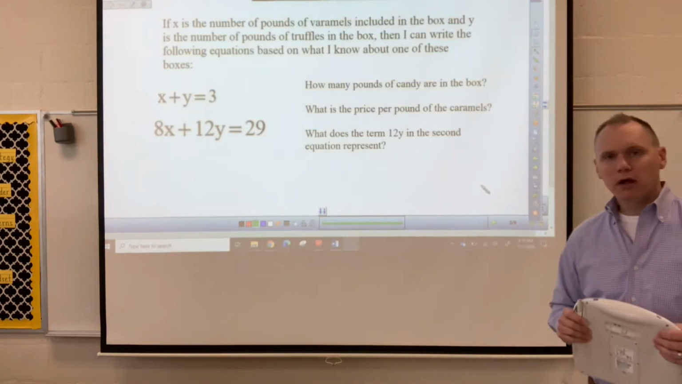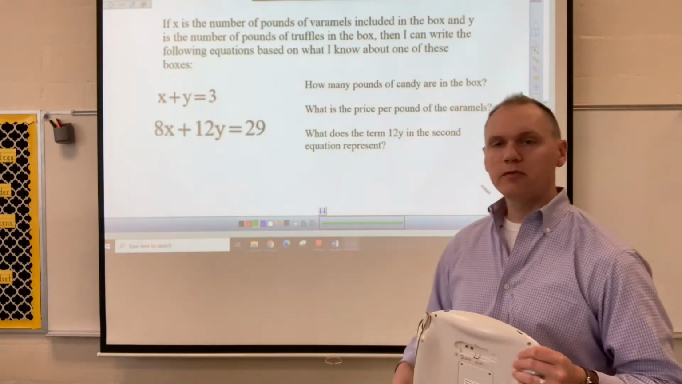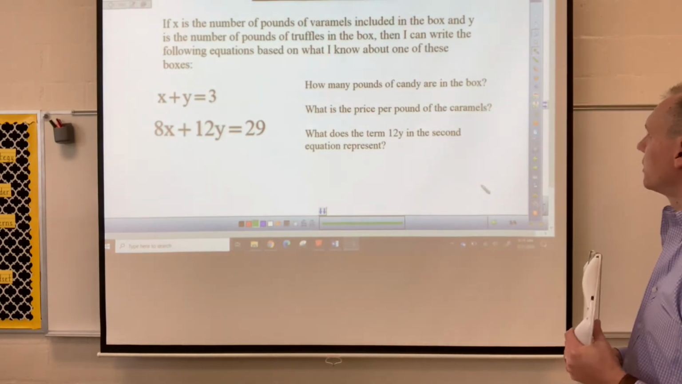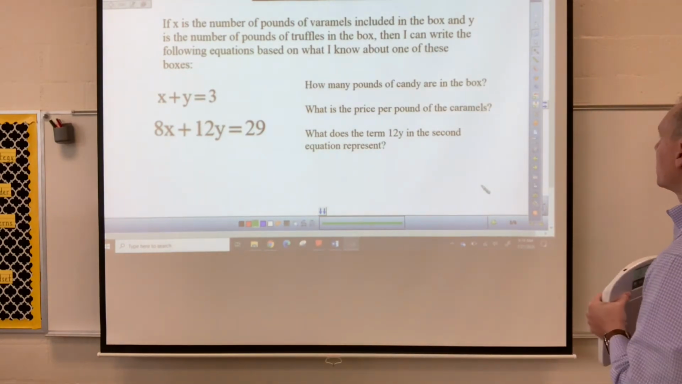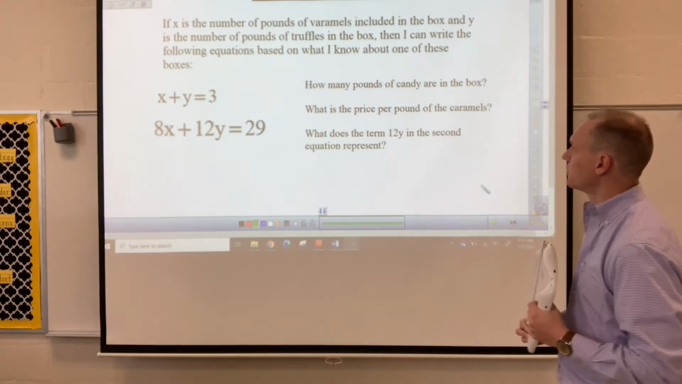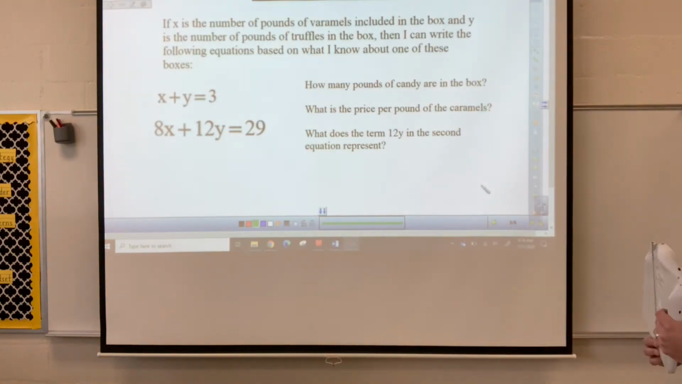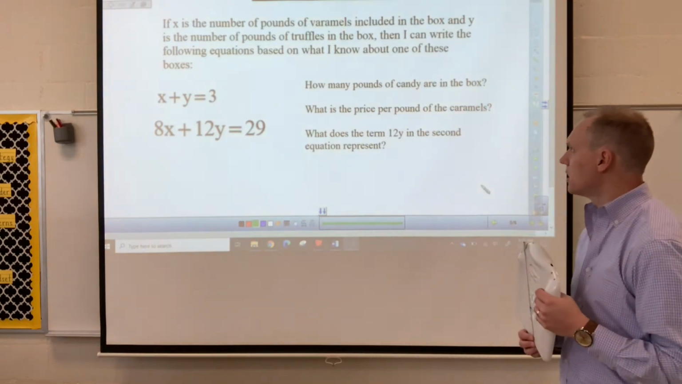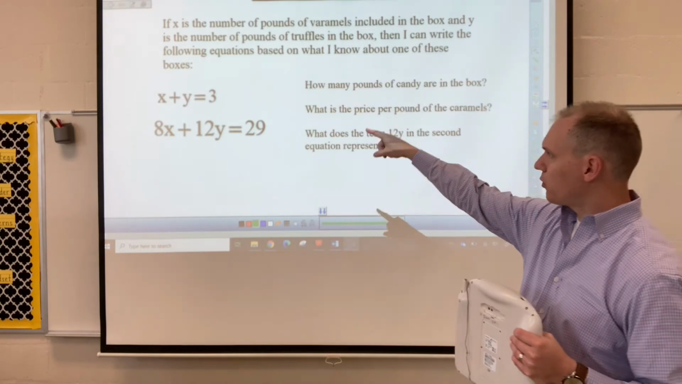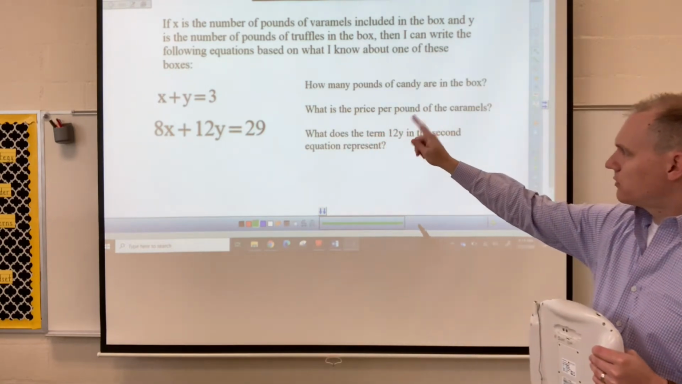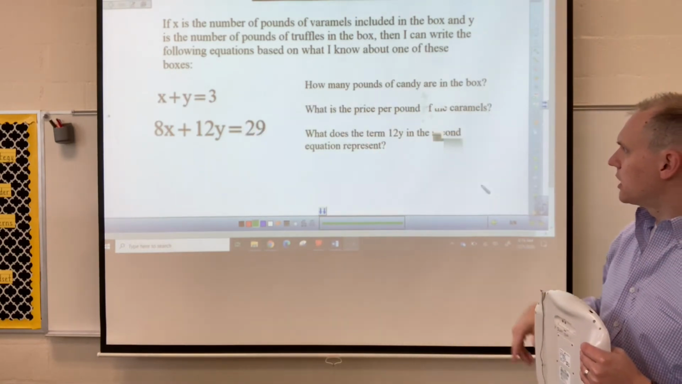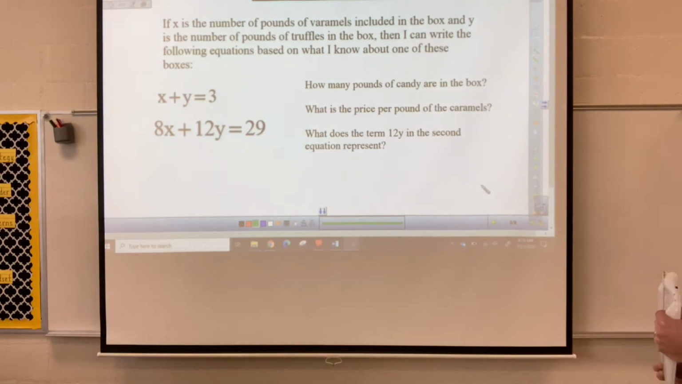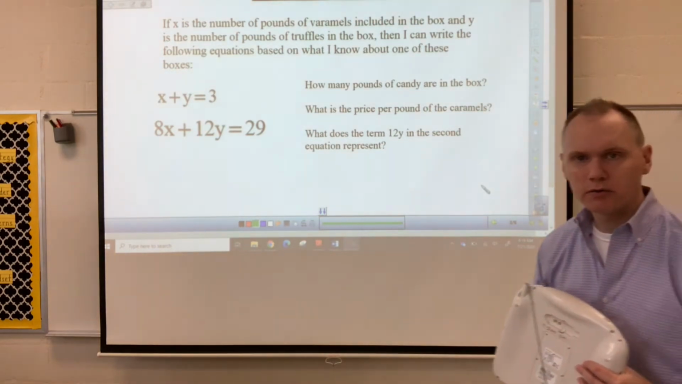In this first one, it says if X is the number of pounds of caramels included in the box, and Y is the number of pounds of truffles in a box, then I can write the following equations based on what I know about one of these boxes. We have X plus Y equals 3. Then we have 8X plus 12Y equals 29. And then we have some questions over here that we want to answer.